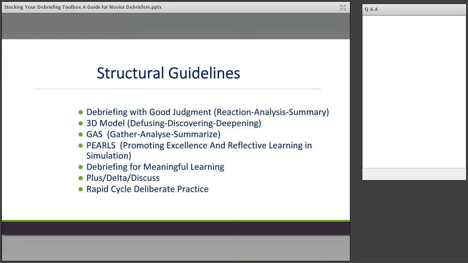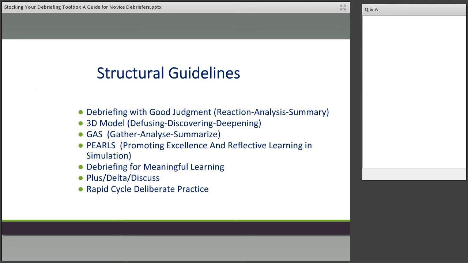This is an excellent model, a little more advanced though to read about, because it takes three smaller models and puts them together, and it's all about how you blend those depending on the learners, depending on the amount of time, depending on the experience. Debriefing for Meaningful Learning was developed by Christina Thomas-Dryfurst, who is a nurse, and it's looking at fostering reflective thinking and developing clinical judgment.